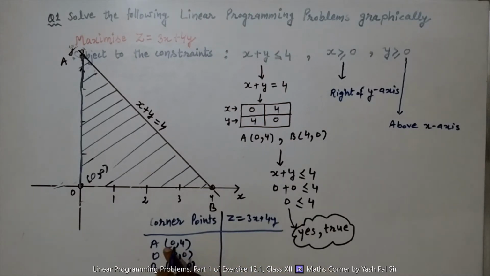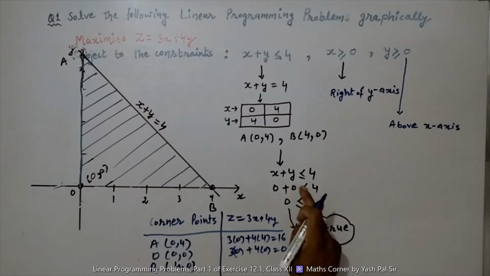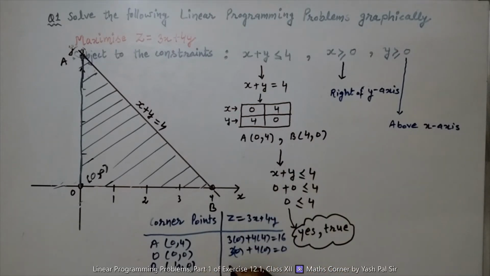Right, now we substitute these values in the objective function. So this becomes 3 into 0 plus 4 into 4, which is equal to 16. Second time we put x equal to 0, 3 into 0 plus 4 into 0, answer is 0. Third time we put x equal to 4, 3 into 4 plus 4 into 0, answer is 12.